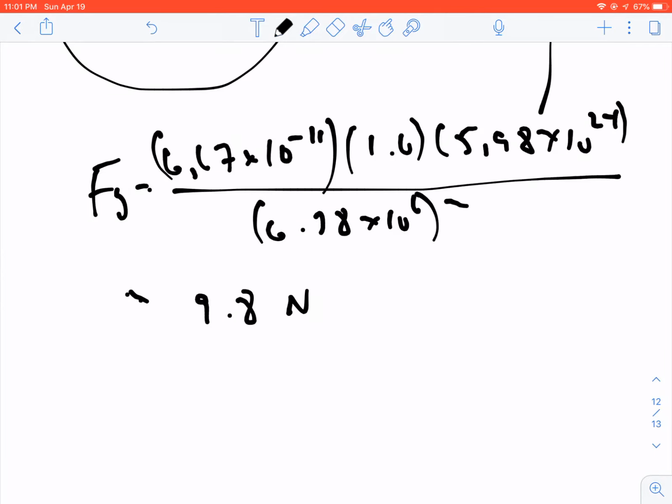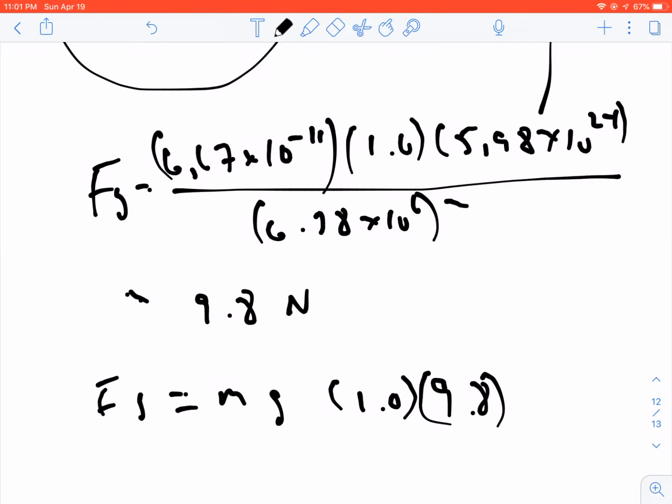Right, think, okay, why does that ring a bell? Because I could have just done Fg equals mg, and I know that it's a 1 kilogram melon on Earth. On Earth means 9.8, and I get 9.8 newtons without doing any of this stuff up here. All right, so both work.